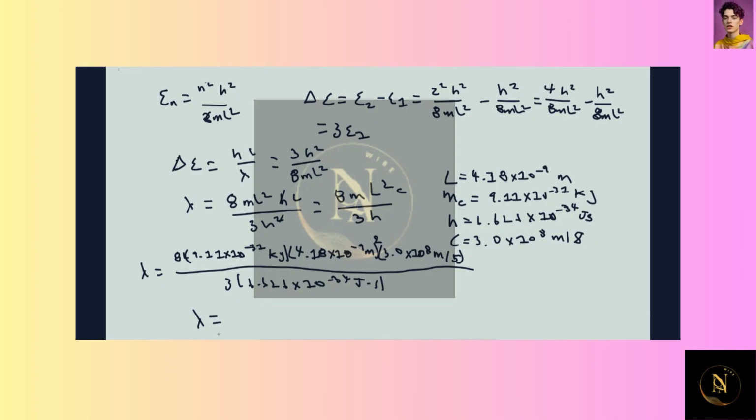Plugging all of this in, for the first transition from the first excited state to the ground state, lambda is equal to 1.92 times 10 to the minus 5 meters, or 19.2 micrometers.